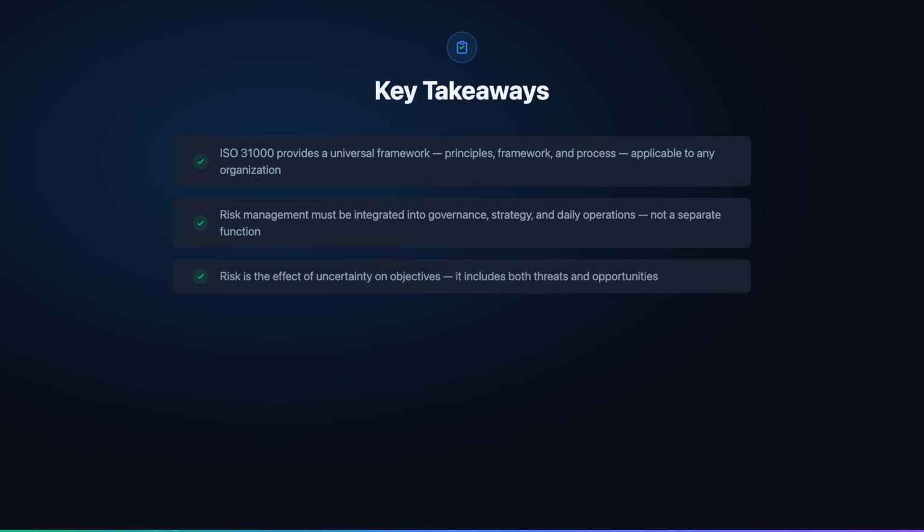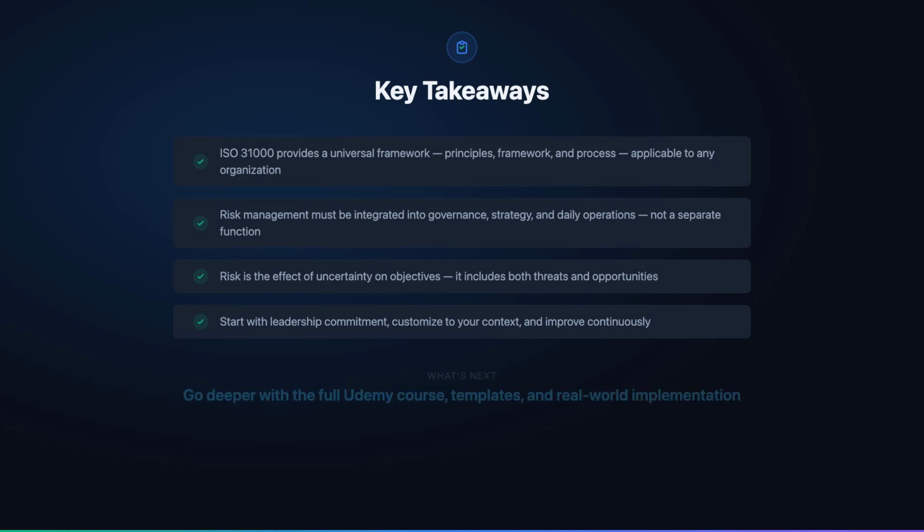Third, risk includes both threats and opportunities. ISO 31000's broader definition of risk as the effect of uncertainty on objectives means risk management is equally about pursuing upside potential and protecting against downside impact. And fourth, start with leadership commitment. Customize the approach to your organizational context and improve continuously. A mature risk management system evolves with the organization and its environment.